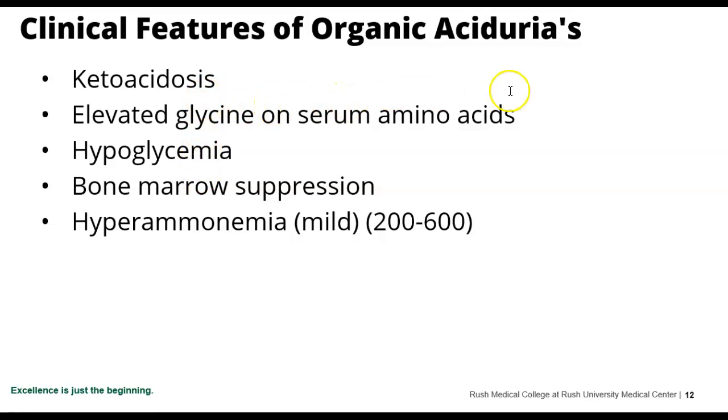But the features of organic acidurias include ketoacidosis. Sometimes glycine is kind of a soft sign on the amino acids that there's an organic acidemia, hypoglycemia, a little bit of neutropenia or bone marrow suppression, and a mild elevation of ammonia. And this is more because the liver is not too happy.